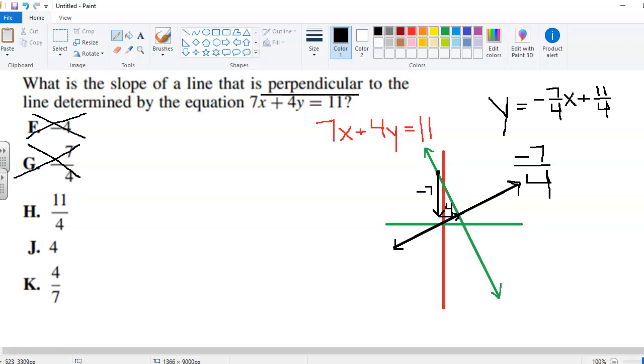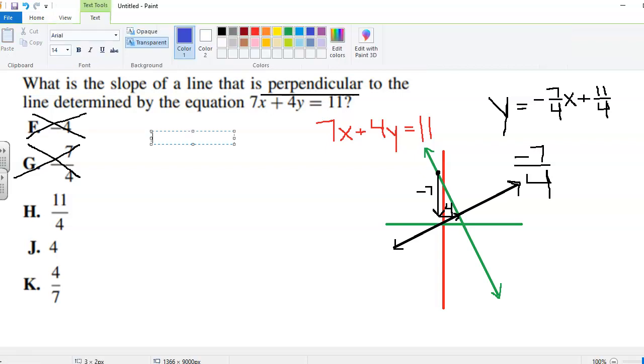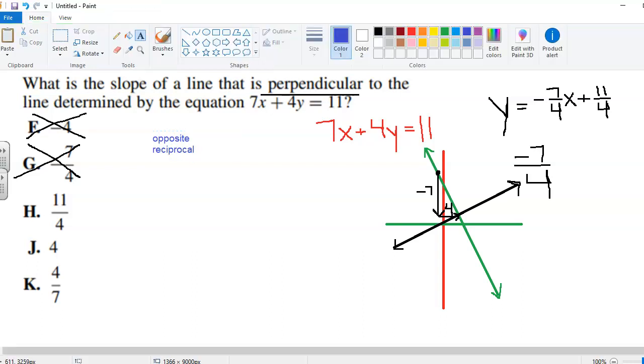The trick to perpendicular slopes is you have to flip it and change the sign. The official phrase that your teachers usually try and teach you is opposite reciprocals. If you do opposite reciprocals, you will get perpendicular slopes. That means what you have to do is flip the fraction and change the sign. So if you flip 7 over 4, you get 4 over 7. And instead of making it negative, you're going to make it positive.